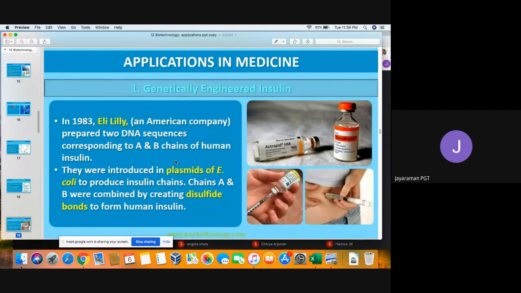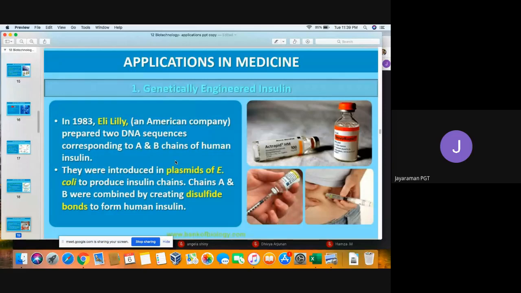So up to here we discussed it last class. This is known as humulin. Like that, many products are formed, not only insulins. Growth hormone, somatostatin, streptokinase, and edible vaccines, so many other products are also formed by using this method.